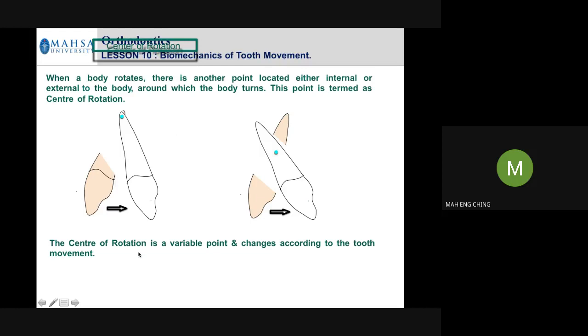So the center of rotation is a variable point and changes according to the movement. For example, in these pictures, it's causing a tipping or rotation movement around the tips of the incisors. So this is the center of rotation. Or sometimes, if you use a higher force, the center of rotation moves more coronally, and you have the center of resistance and the center of rotation at the same point. That's how we move the tooth most of the time.